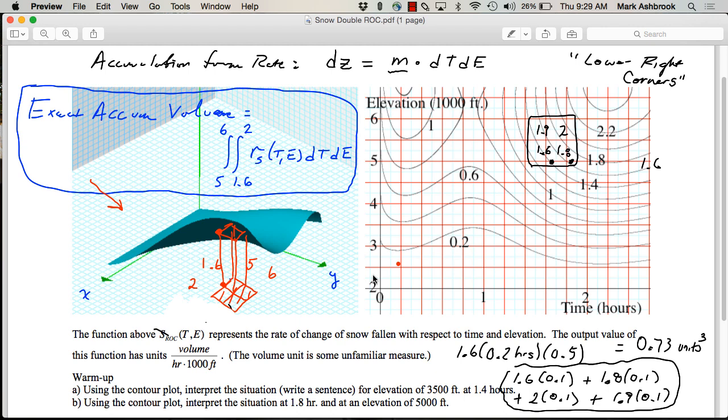And then I'm going to add up those volumes. This is essentially also adding up the volumes of columns to get what? An approximation of the volume under this surface, but over that square region.